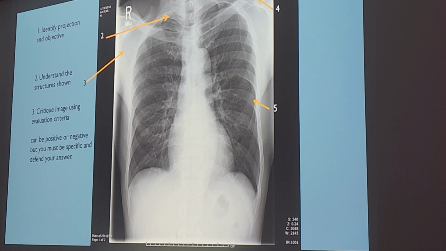Reagan said heart shadow. If it's a PA chest, the size of the heart should look very close to the actual size. If it's an AP, you will notice that the heart shadow is actually enlarged. Another thing that we can look at to see if it's AP or PA.